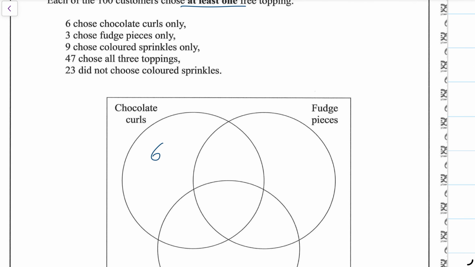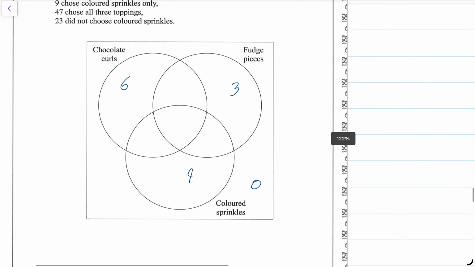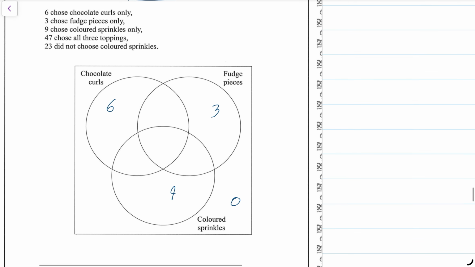It says 6 chose chocolate curls only. So that's in here, chocolate curls only. 3 chose fudge pieces only. So that's 3 in here. 9 chose coloured sprinkles only. That's going to be 9 here. And then it says 47 chose all 3. So that's 47. And then 23 did not choose coloured sprinkles.